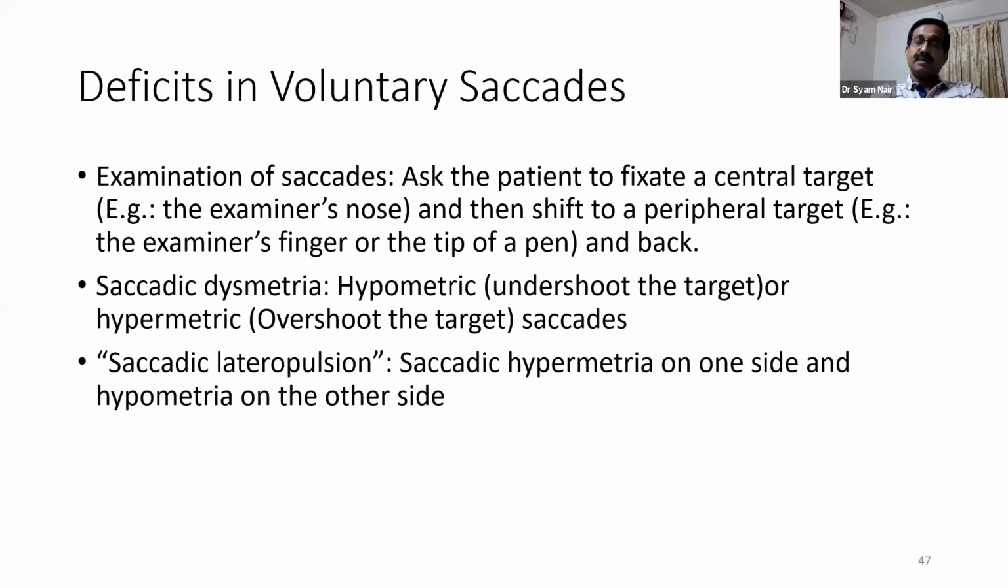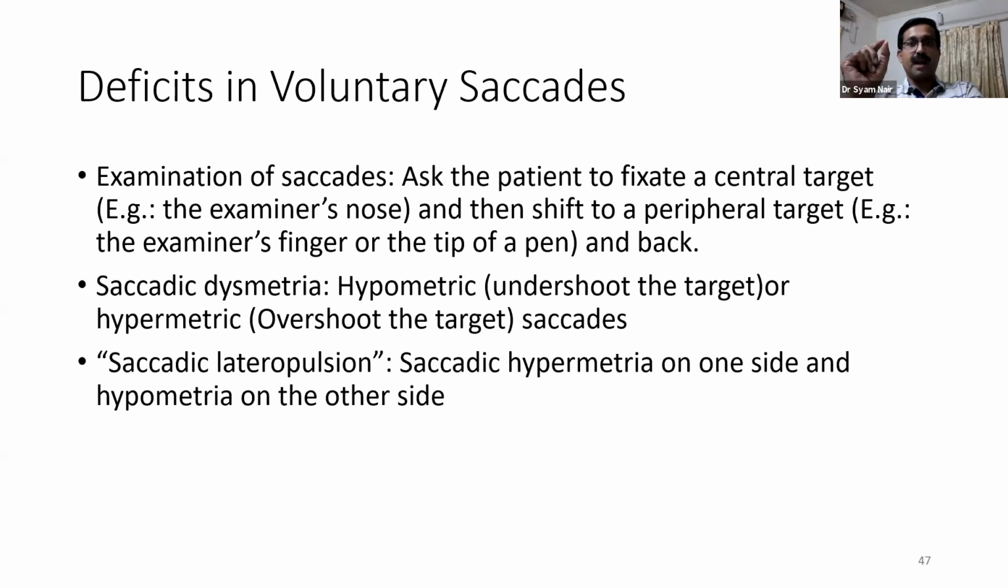And voluntary saccades also are abnormal in cerebellar disorders. How you examine for voluntary saccades is you ask the patient to fixate on a central target. That is, you ask the patient to look at the examiner's nose and you keep a finger or a pen in the periphery and then ask the patient to suddenly shift the gaze to the peripheral target. That is from the examiner's nose to the pen or the tip of the finger. And you can see that in cerebellar disorders, there is saccadic dysmetria.